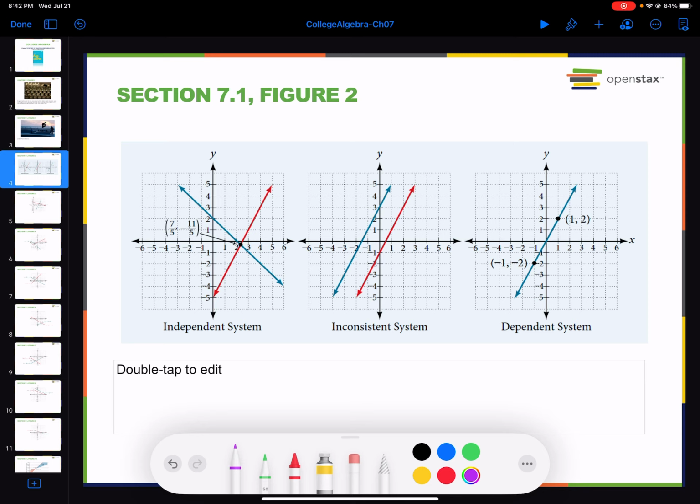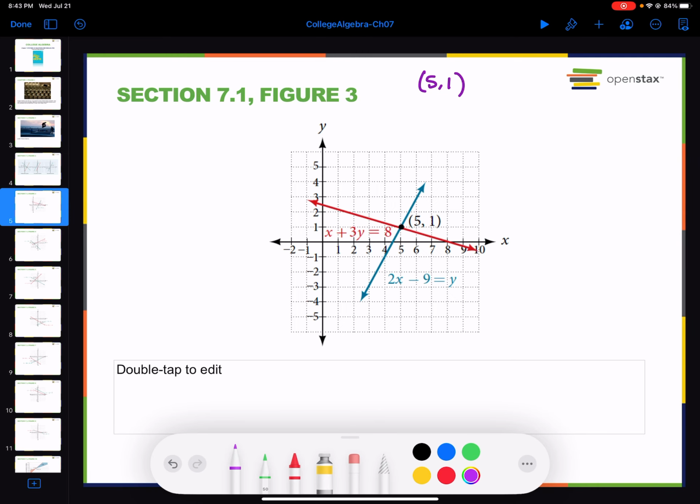So we could end up with an independent system where we have 2 lines that intersect at one single point. We could have an inconsistent system where the 2 lines are parallel and they're never going to cross. Or we can have a dependent system where the lines are actually the same exact line, so every single point is going to be shared between those 2 equations.